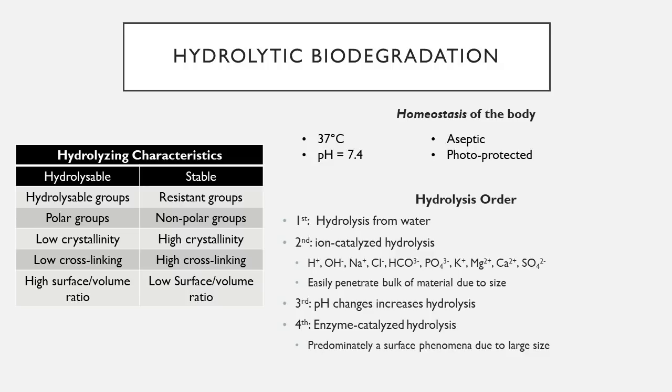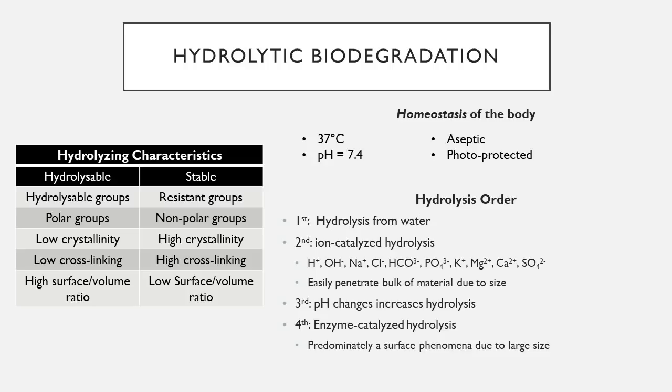So maybe at 7.4 it won't be ideal, but as you have more acidic conditions around these cells, it tends to be more acidic than basic. These tend to increase the rate of hydrolysis. And then from there, and it's labeled fourth because this tends to come last due to the size of enzymes, would be enzyme catalyzed hydrolysis.